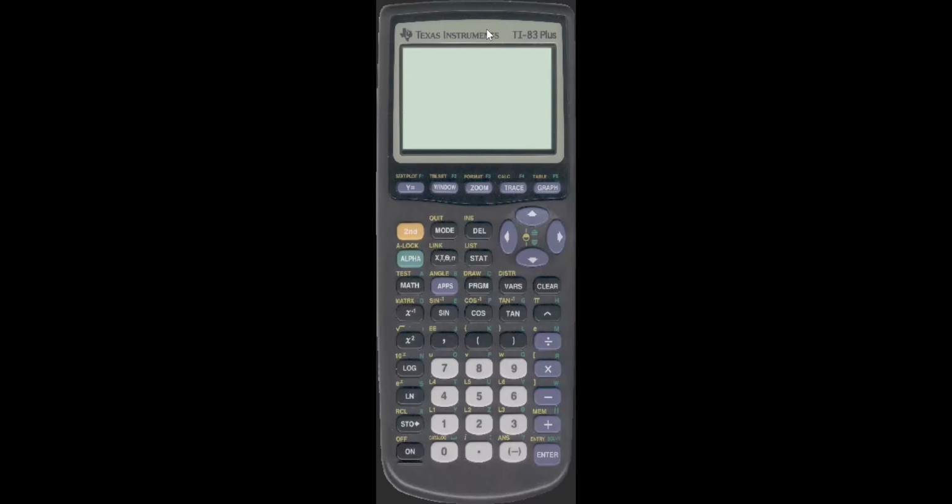I've got a virtual TI-83 that's loading up. I don't know why it's taking so long to load. What are you seeing now? Are you seeing anything? No. Okay, let me try again here. Okay, I see it now. You see the calculator? Yeah.